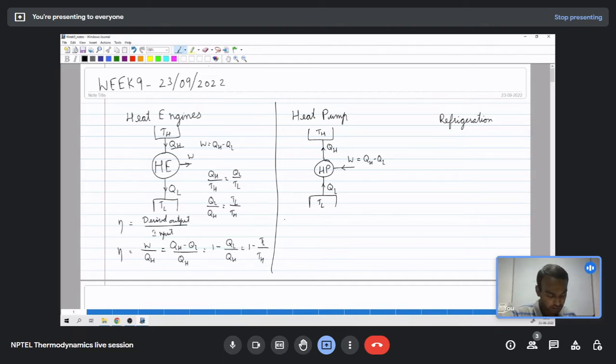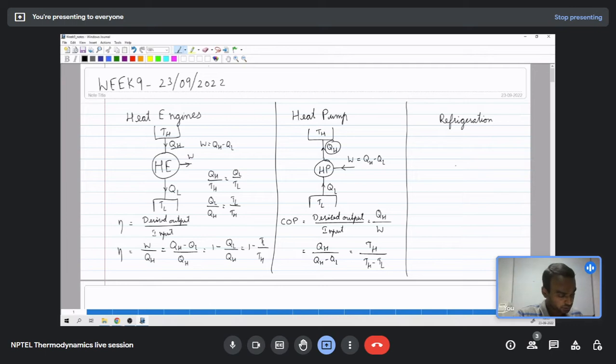Then here we say the coefficient of performance is given again by desired output by input. So for a heat pump, the desired output is the QH, and the input given to the system is the work input W. So this can be written as QH by QH minus QL, and in terms of temperature it is TH divided by TH minus TL.